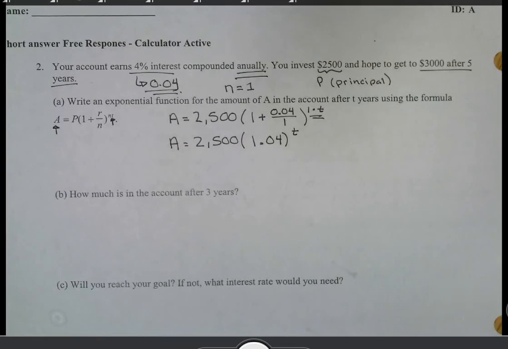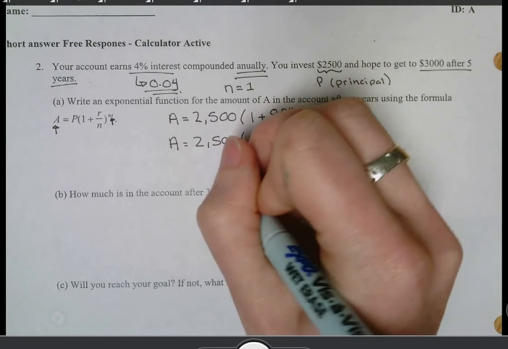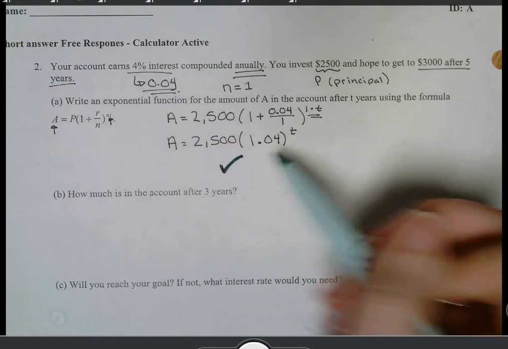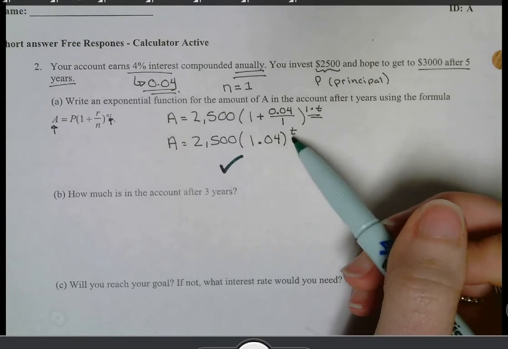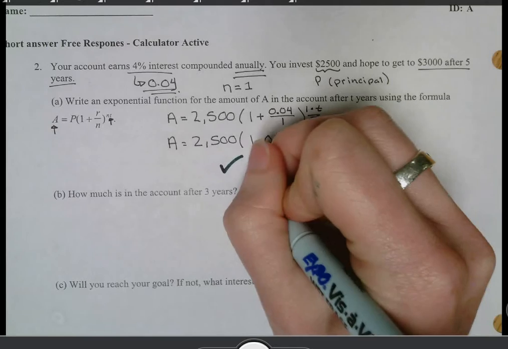Now, for grading for A, there's two possible points. One, if your general structure is correct. So are you doing P? Do you have a value here with an exponent? The second one is if all your values are correct.